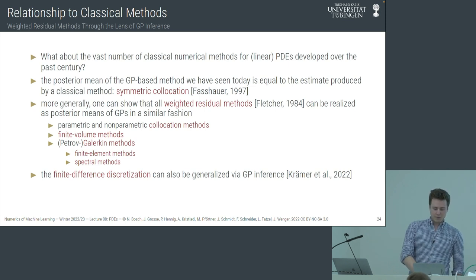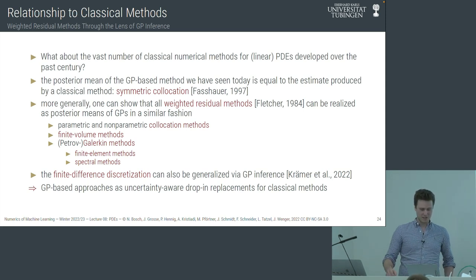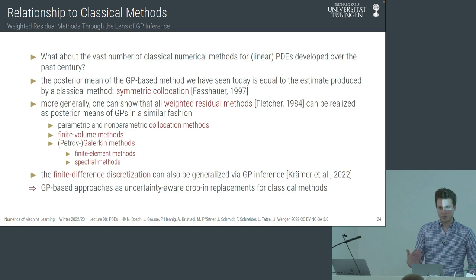With a bit different scheme, you can actually also show that finite difference discretization of PDEs can be realized via GP inference. This is another paper from our group. And now you might wonder, well, why would you even use GPs in this, or additionally to this plethora of other methods? Well, we get this uncertainty quantification, and what's kind of nice is, because we know that the posterior means of these methods are the same as the classical methods, we can essentially use them as drop-in replacements of these classical methods, because you get the same solution, just plus uncertainty quantification. And that's kind of cool, because you can reuse existing software stacks, essentially.